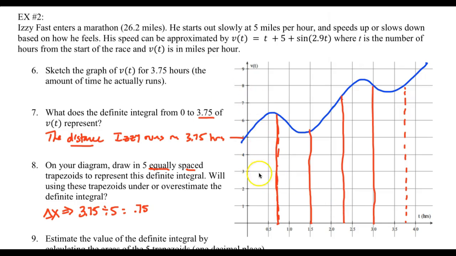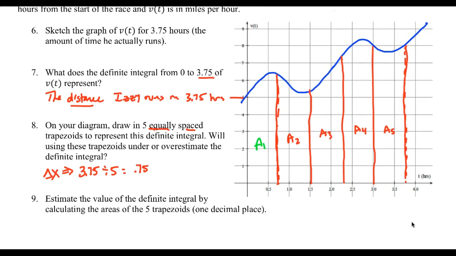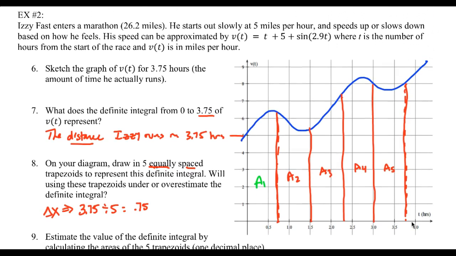I can visualize these as being, this being A1. Oh gosh, also have to do all that. This being A2, A3, A4, A5. All right. Hopefully that wasn't too bad. And so now we want to estimate the value of the integral by calculating the area of those 5 trapezoids.